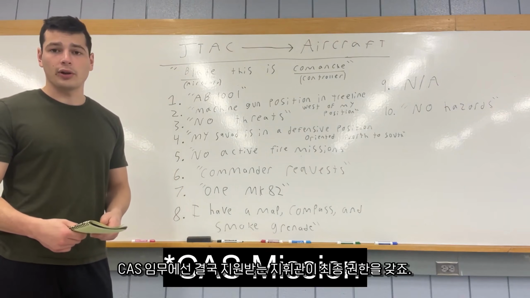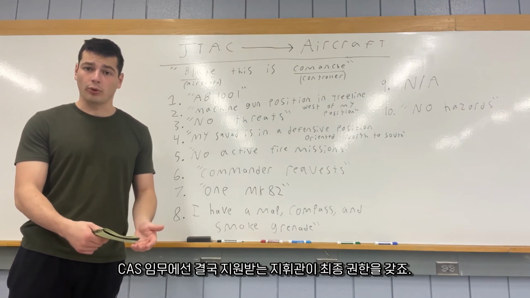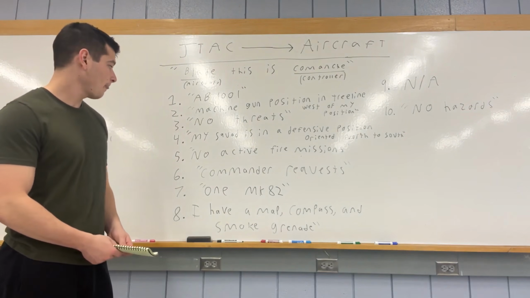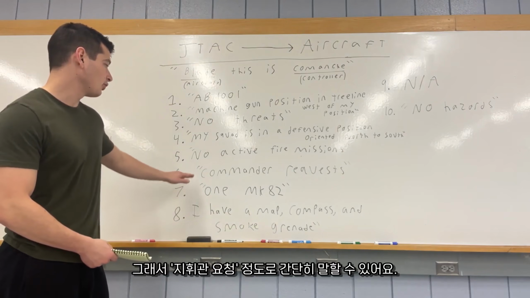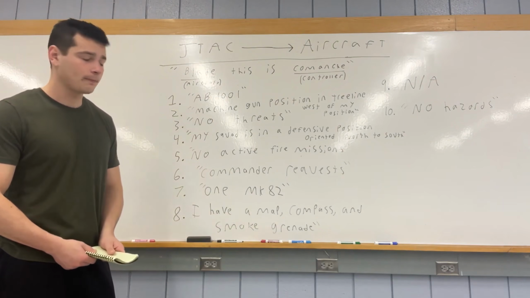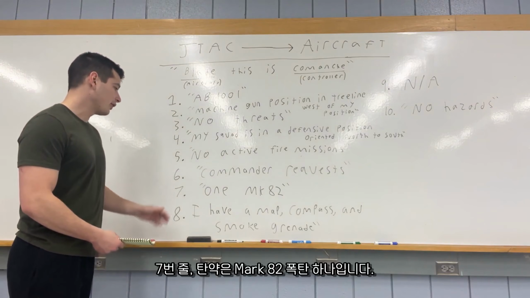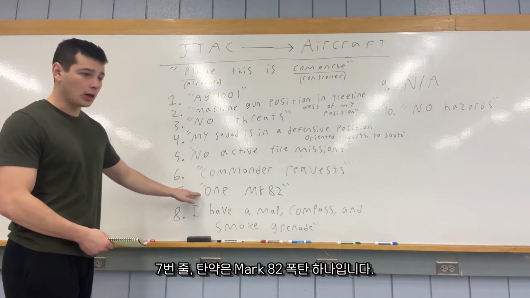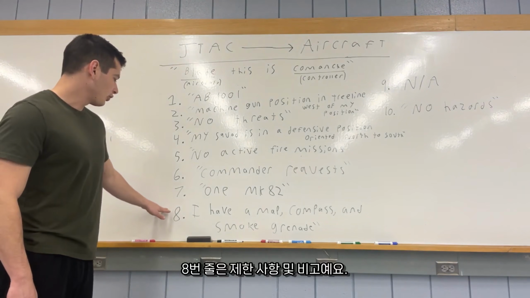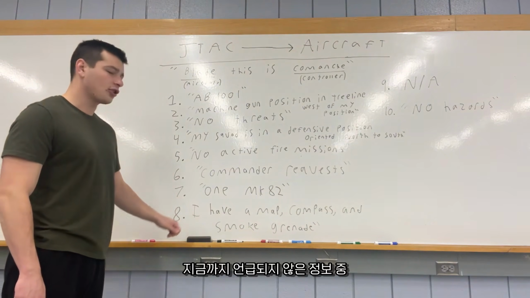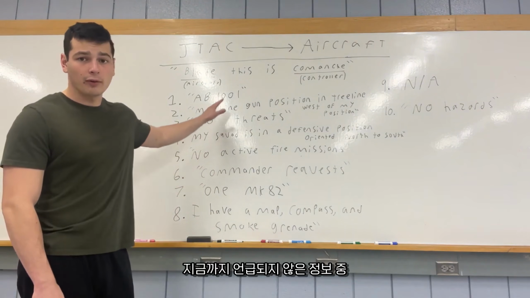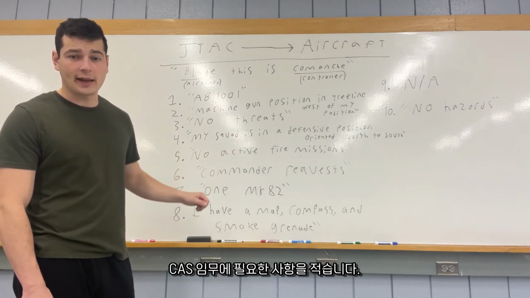So the clearance authority ultimately rests with the supported commander for CAS missions. So it can be as simple as saying, commander requests. Line 7, the ordnance, 1 by Mark 82 bomb. Line 8, restrictions remarks. This is just where you want to add anything that hasn't been covered up to this point that is relevant to the CAS mission.